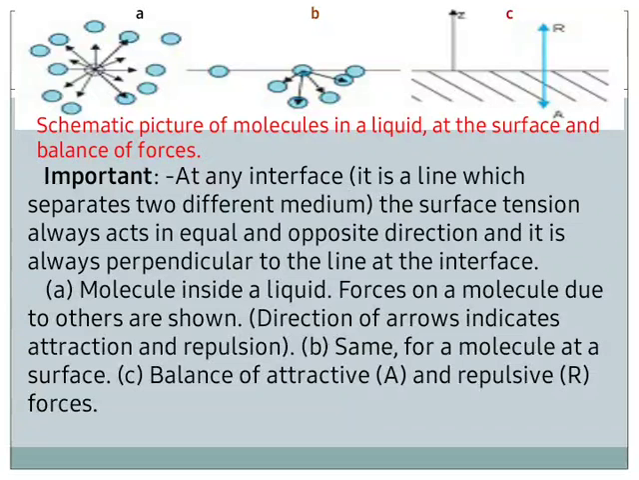The given figure shows a schematic picture of molecules in a liquid at the surface and the balance of two forces, attractive and repulsive forces, in them. You have to bear one important point in your mind. At any interface, the surface tension always acts in equal and opposite directions and it is always perpendicular to the line at the interface. This is the line which separates two different media. They are the air medium and the liquid medium.